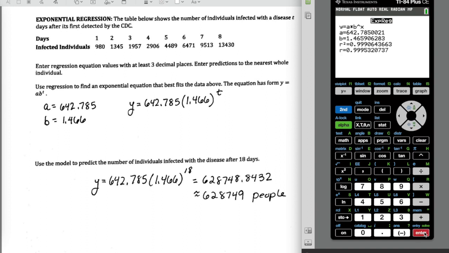Now, if you have the other model calculator where when you click on exponential regression and it comes up on your home screen, just make sure you hit L1, L2 after it says exponential regression, and then hit enter, and you should still get the same answer.